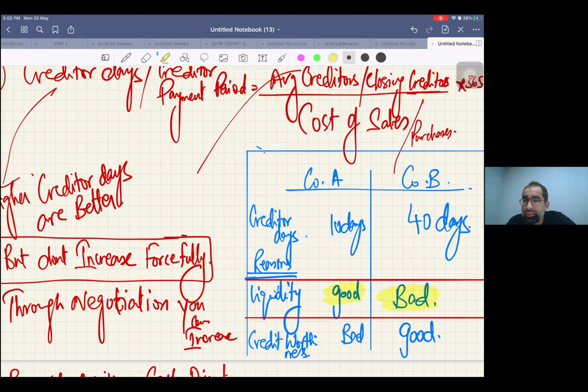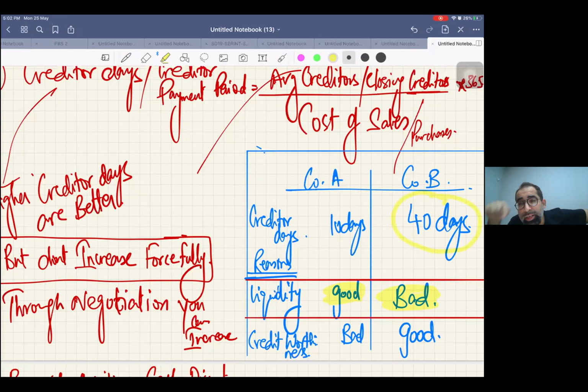Okay, so this is the one picture. This is the first interpretation, that liquidity of company A is better than liquidity of company B. Okay, now the second interpretation. Just think, company B got 40 days credit from the market.